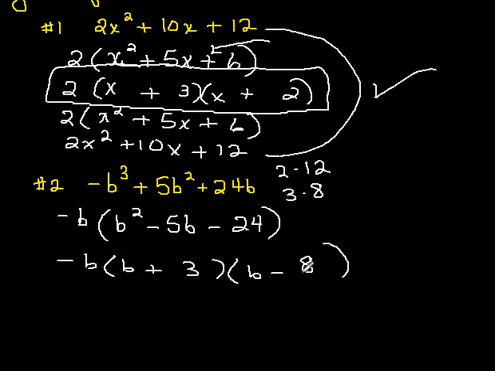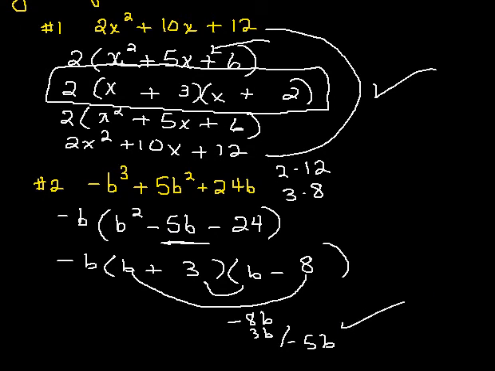Check your outer and inner. Your outer is negative 8b. Your inner is 3b. Add those up, and you get the middle term, which is negative 5b.